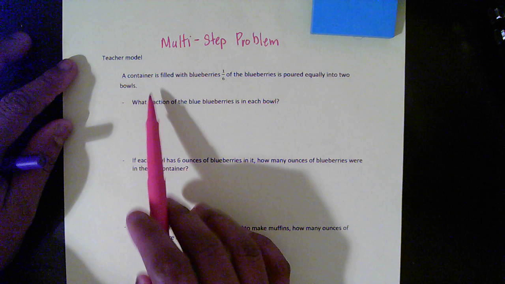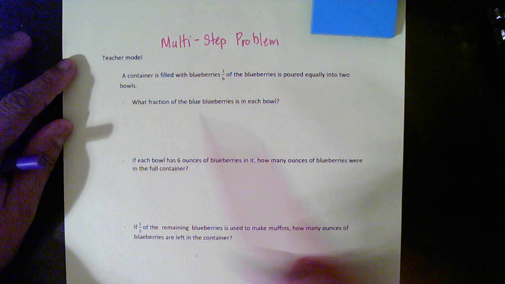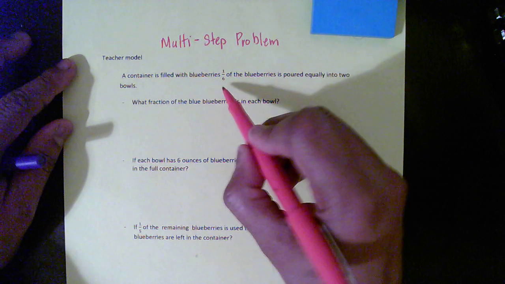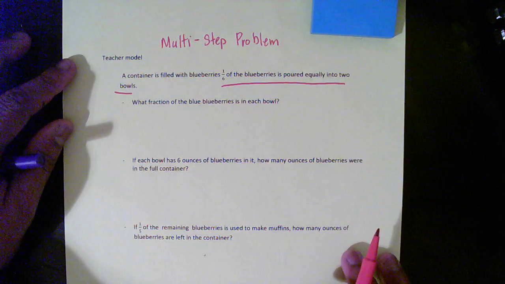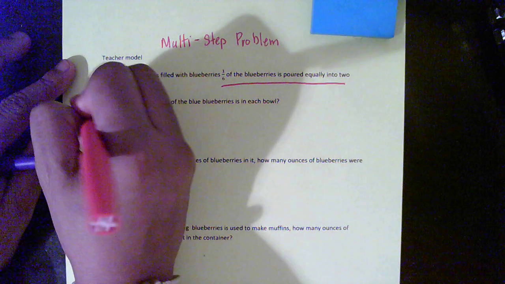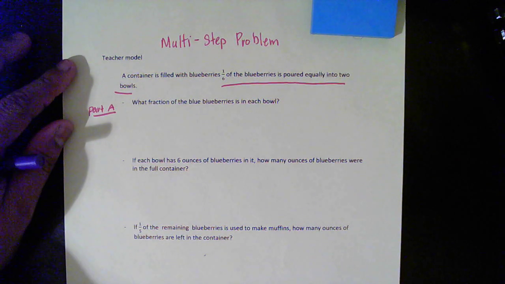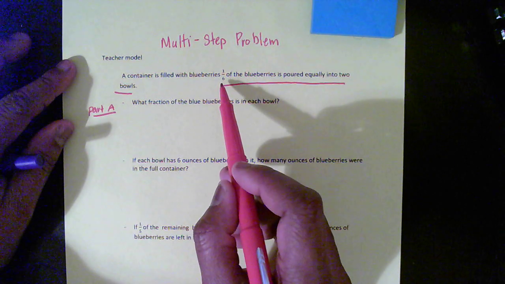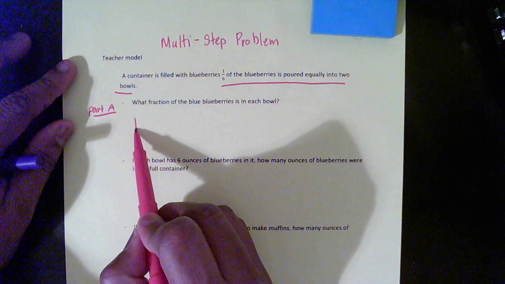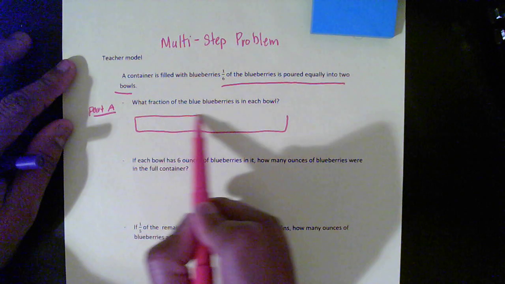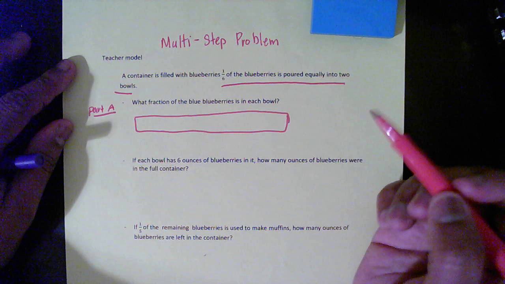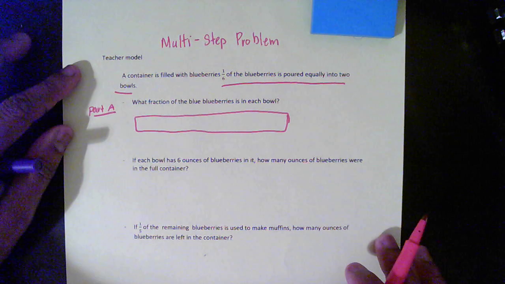A container is filled with blueberries. 1/6 of the blueberries is poured equally into 2 bowls. So here's part A. It says what fraction of the blueberries is in each bowl. So the first thing that I need to do is make sure that I use a tape diagram to represent this container. Okay? I'm going to try my best to make sure that this is evenly distributed.